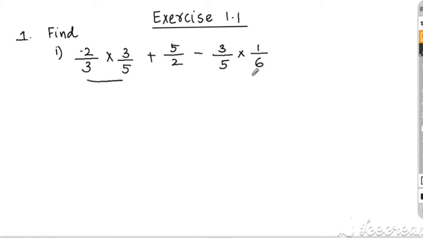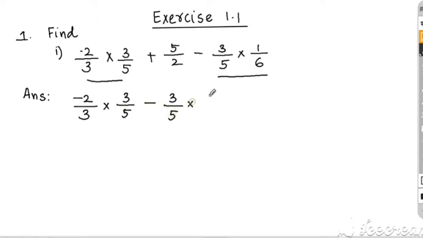Consider this problem. You can see the first and last terms contain 3 by 5. 3 by 5 is common. So the first step is to write the first and last terms together. So you will obtain negative 2 by 3 times 3 by 5 minus, you have to write the last term, so that is 3 by 5 times 1 by 6 plus 5 by 2. The terms are either separated by addition or subtraction.